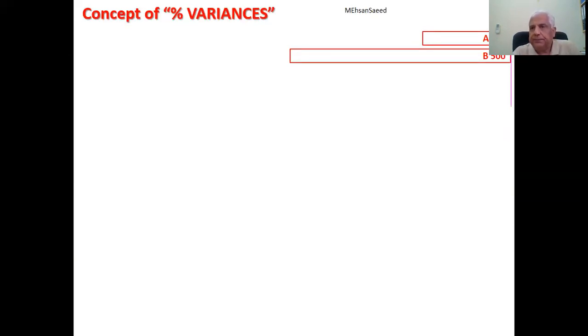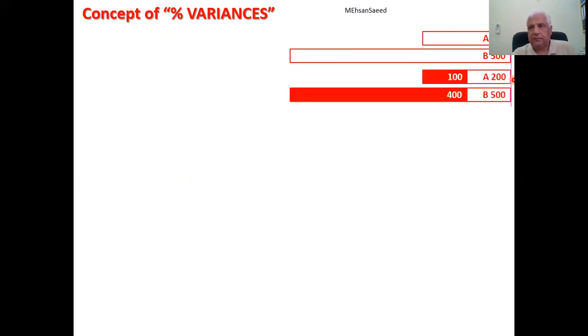Consider these two projects. Let me take this picture away. Project A, value 200, project B, value 500. And today, this is the today line, meaning thereby that both these projects were to complete today. Okay, let us see what the situation is today. Well, as of today, project A has earned 100 and project B has earned 400.